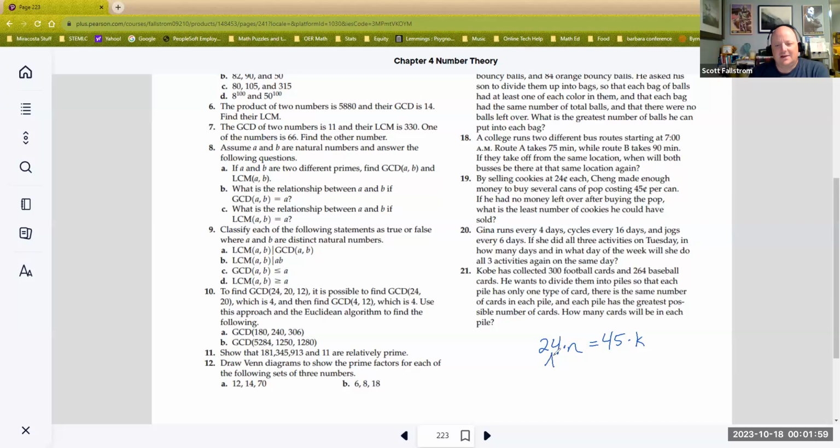And again, I just love prime factorization once you realize it is the DNA of the numbers. I think you'll probably be in pretty good shape too. So 24 is 8 times 3, so that's 2 cubed times 3, still times n. And then over here I have a 45. 45 is 9 times 5, so 3 squared times 5 times k. And so again, we're just going to try to figure out when those match up.